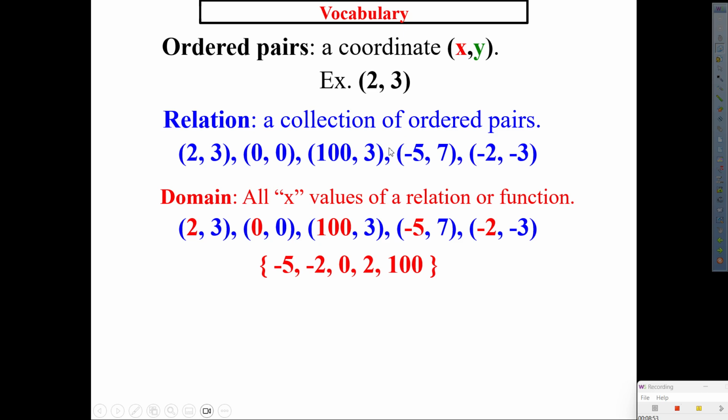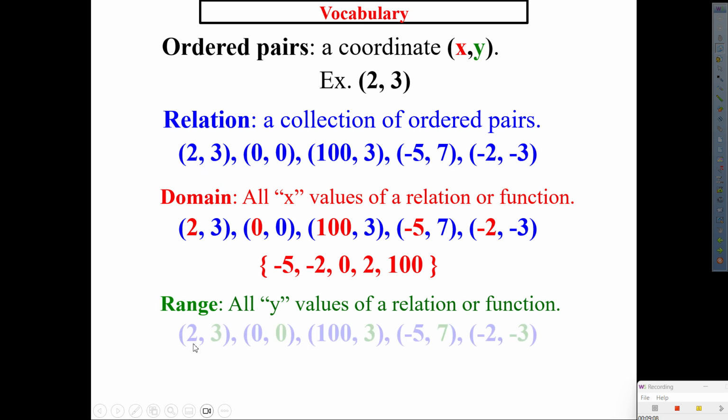From there, from that same relation, I can ask you for the range. And what is the range? All Y values. So that means if I gave you this, you're thinking 3, 0, 3, 7, -3. In a set, once again, you write set, and you start from least to greatest without repetition. You guys remember this? Yes?